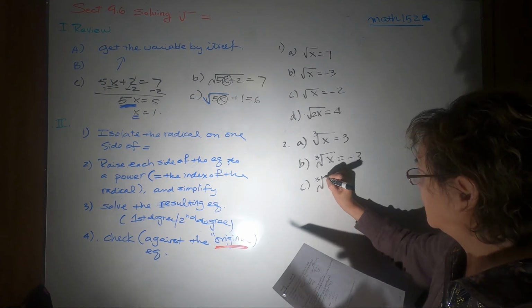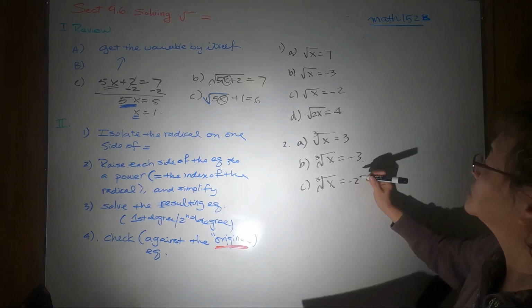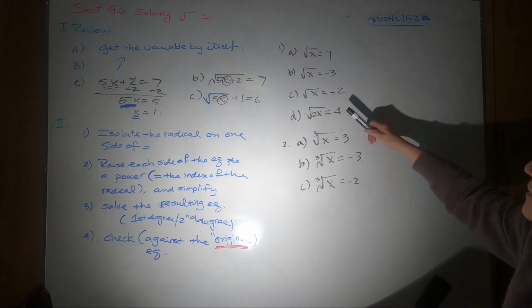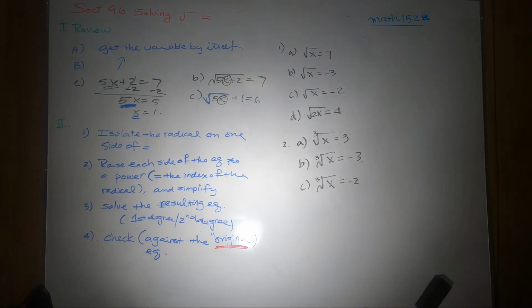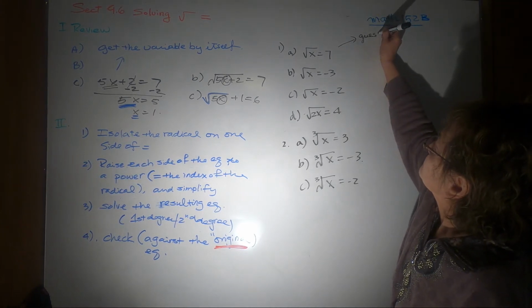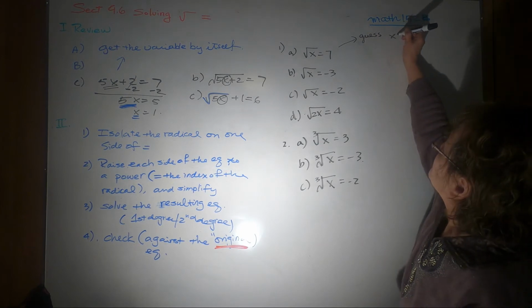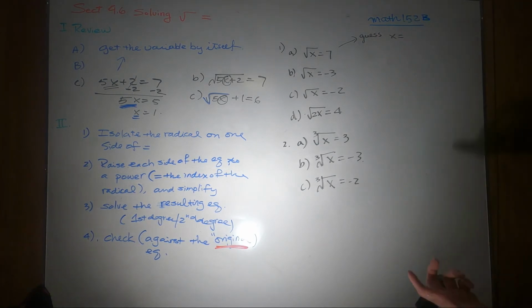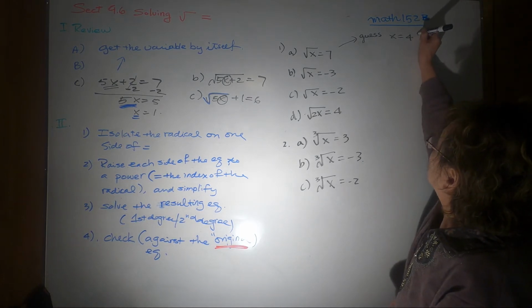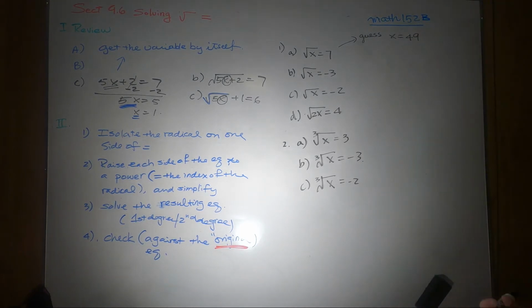Or if we have this situation as such. Look at the square root. You might have a positive number or you have a negative number, right? So for the first one, let's just guess. What do you think x is? Take the square root, it will be 7. Then you know it's 49, right? Because the square root of 49 is 7.